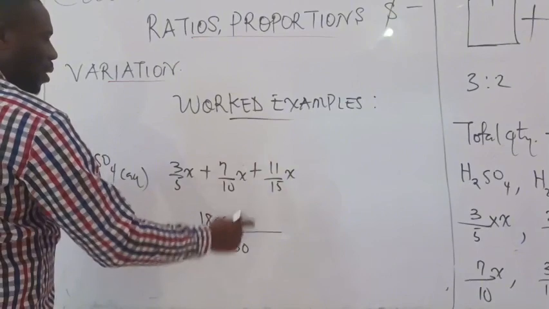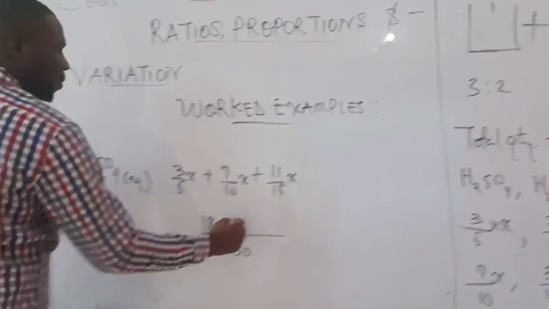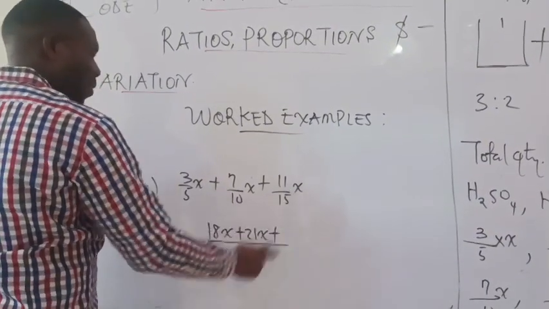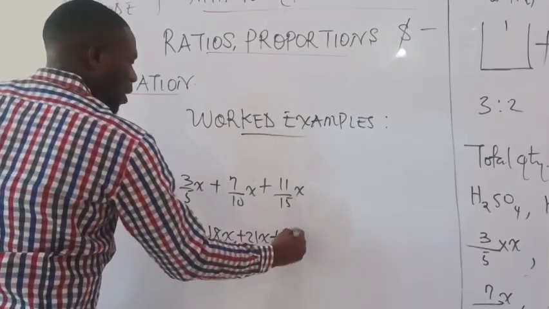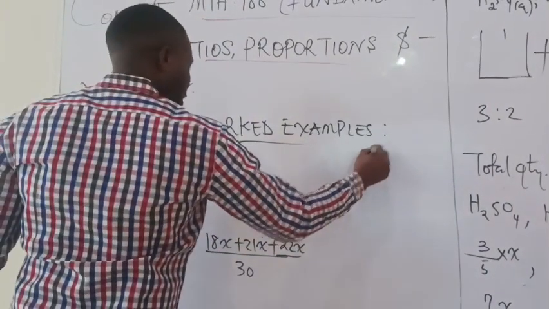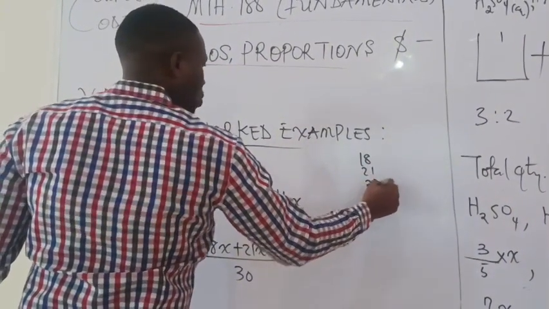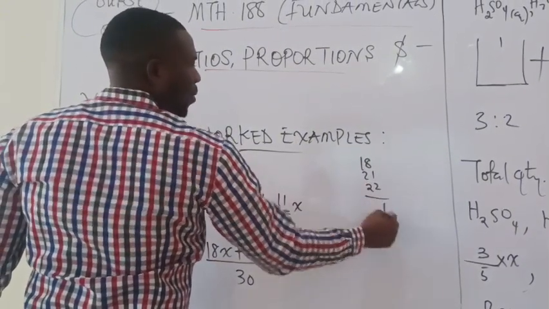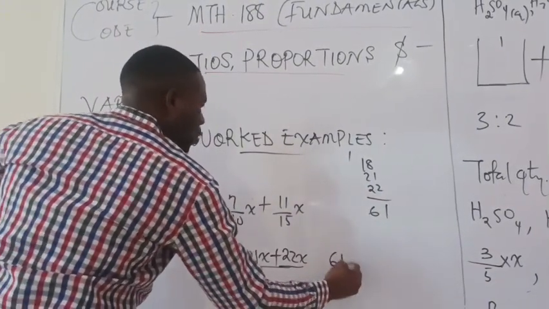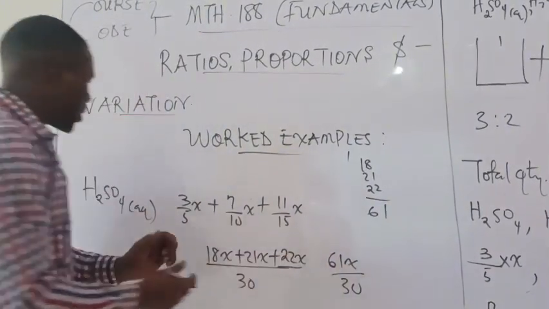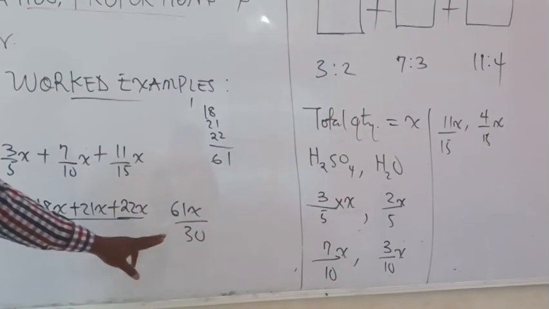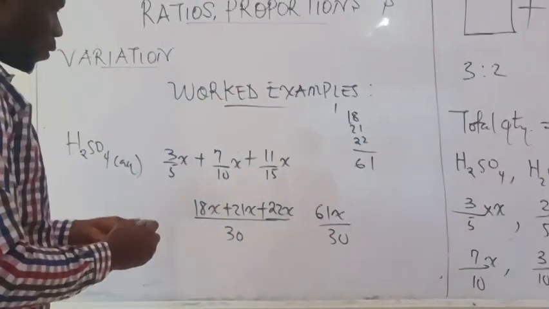30 in 10, 0 cancels, is 3. 3 times 7 is 21x plus. 30 in 15, 30 divided by 15 is 2. 2 times 11, that's 22. And all in x. So if you sum up, we'll have 18, 21, 22. This is 11, this is 4 plus 6. So this is 61x over 30. This is the value of the sum of the ratios for sulfuric acid. Now we go to water.